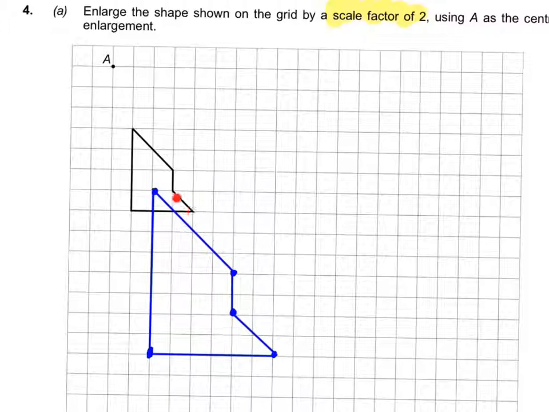So then that one there being just 1 square, twice as big, and then up 1 square, so up 2 squares, and then join it back to the start.